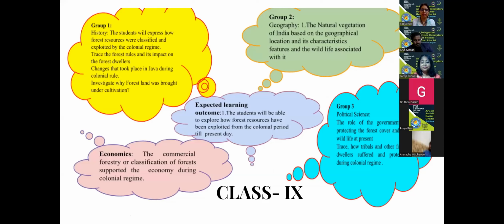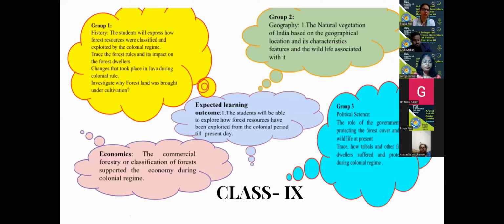For grade 9, let us see how we can do the interdisciplinary activities in the classroom with different sets of groups. We can create group activities. Group 1 we can consider as history. The students will explain how forest resources were classified and exploited by the colonial regime, trace the forest rules and their impact on forest dwellers, the changes that took place in Java during colonial rule, and investigate why forest land was brought under cultivation. These are the specific guidelines given by the CBSE.